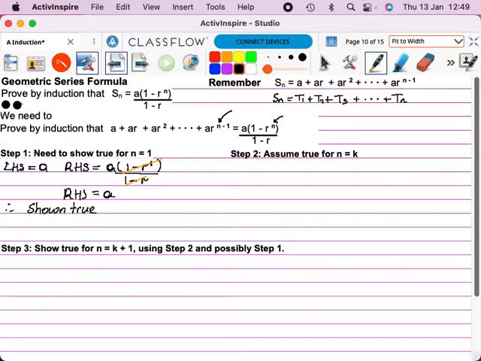So we've now got step 2, assume true for n equals k. Therefore, what have we got? We've got the statement A plus AR, we only need 2 terms, plus ... plus A times R to the power k minus 1 is equal to A times 1 minus r to the power of k, all over 1 minus r, is assumed true.